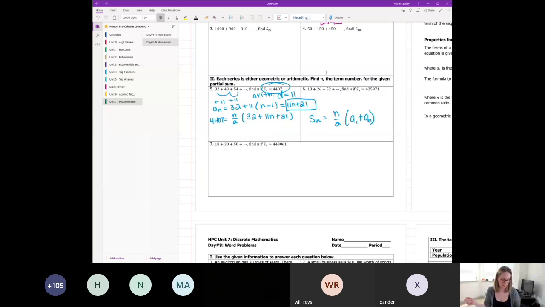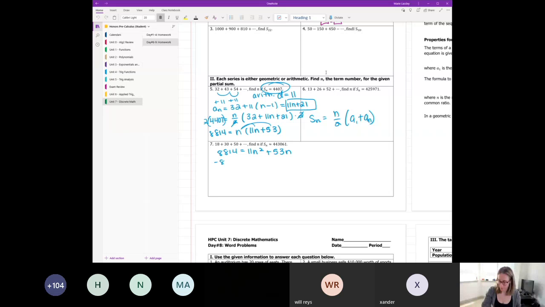So next we would multiply both sides by 2 to get rid of this. Multiply by 2. That's going to give us 8814 equals n times, and then I'm going to combine my like terms in there. So I have 11n plus 53. All right, and then I have to distribute. So then I have 8814 equals 11n squared plus 53n. Everyone's favorite, it's a quadratic.